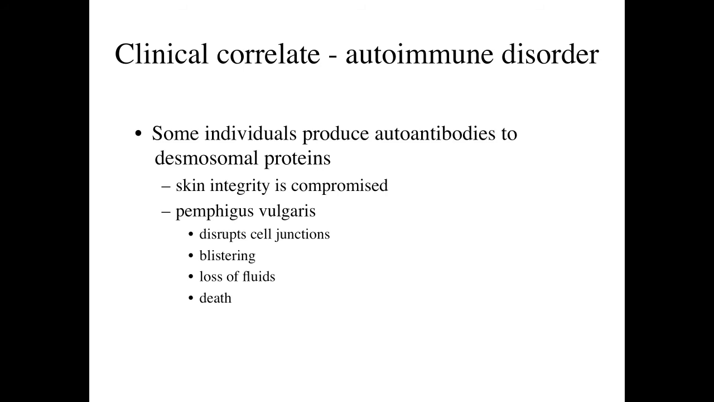A clinical correlate relates to autoimmune disorders. Some individuals can produce autoantibodies to various desmosomal proteins, and you might imagine that can compromise the integrity of the skin, of the epithelium, of the epidermis. There's one such condition called pemphigus vulgaris. This is a condition where cell junctions between epithelial cells in the epidermis are disrupted. You get a lot of blistering, a lot of oozing and loss of fluids, and it leads to a lot of cell death. And in extreme cases, the individuals can actually die.